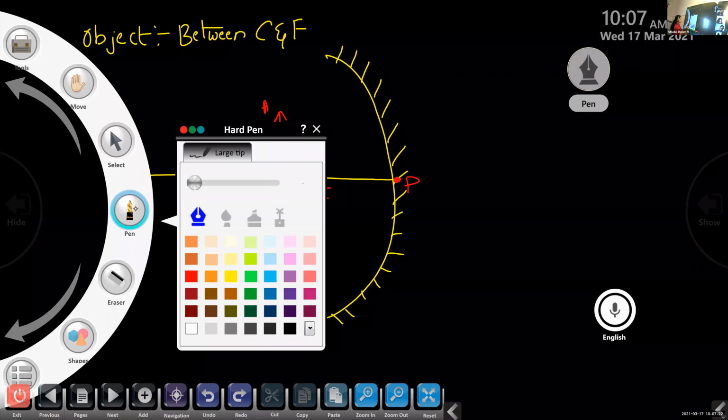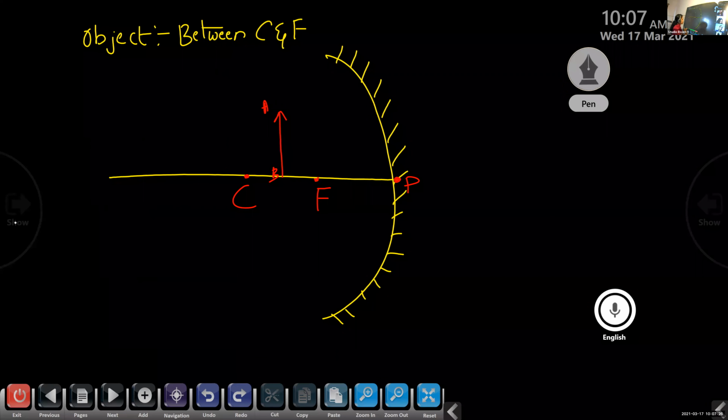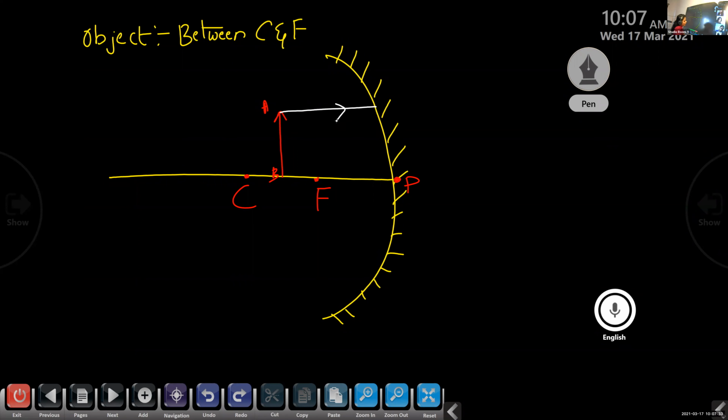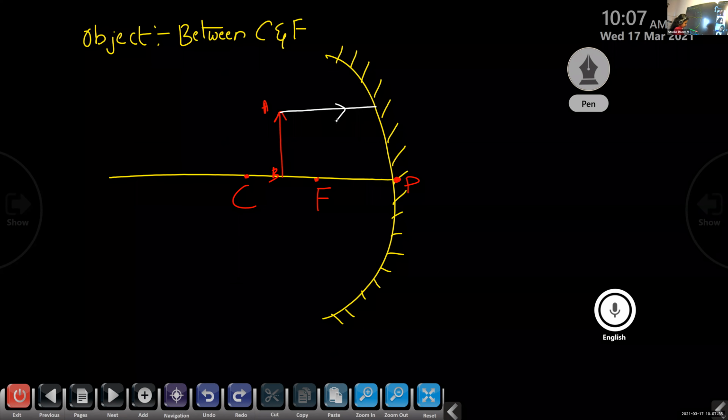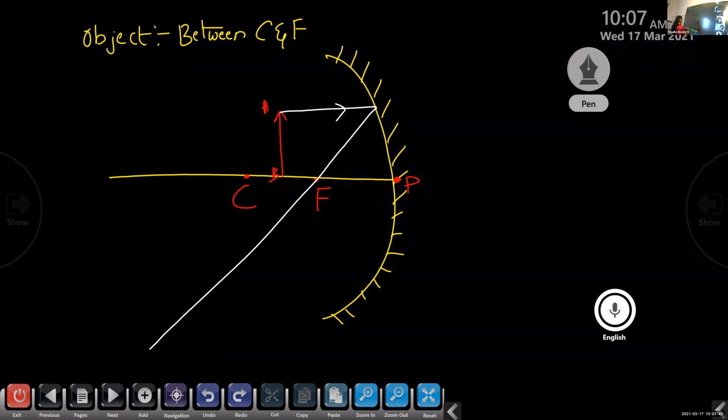So we already placed the object. Now we want to draw the rays. We consider two rays. The first ray comes parallel to the principal axis. After the reflection, what happens to this ray of light? It passes through the principal focus. Yes, very good. I think now you get the idea.